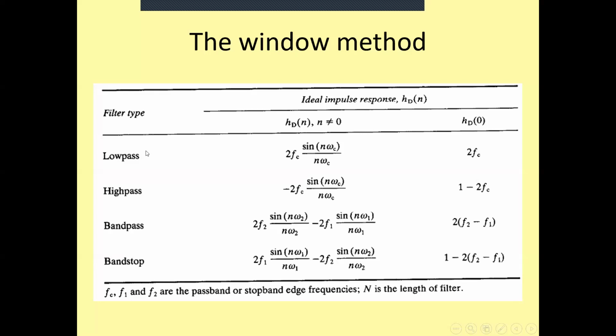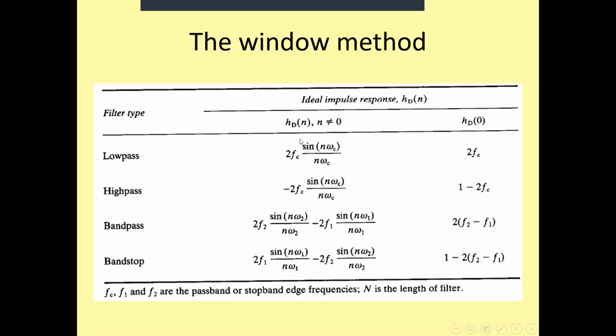Look, please. Now, for example, for the low pass filter, we have HD of n when n not equal to 0, it will be 2fc sine n omega c over n omega c. So please look at this equation. In this equation, we have only one missing parameter, which is fc. So if you determine the fc correctly, then easily you can determine this equation.